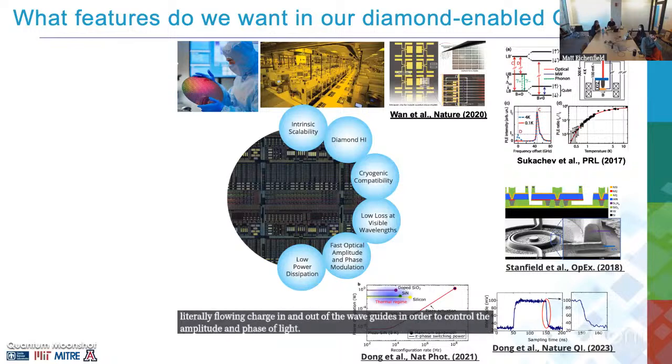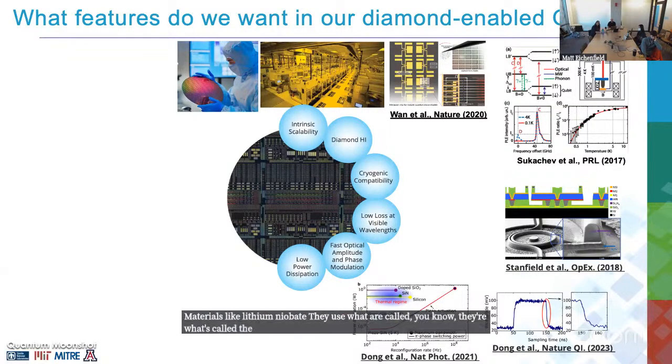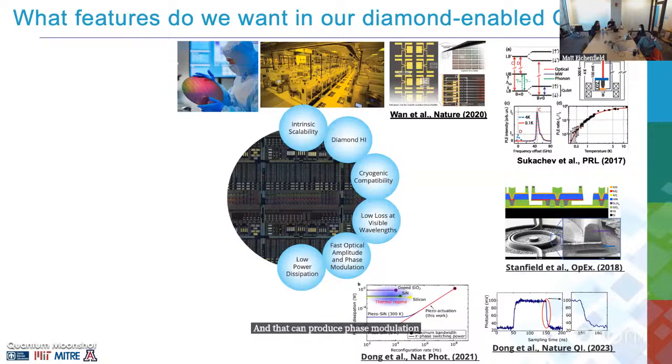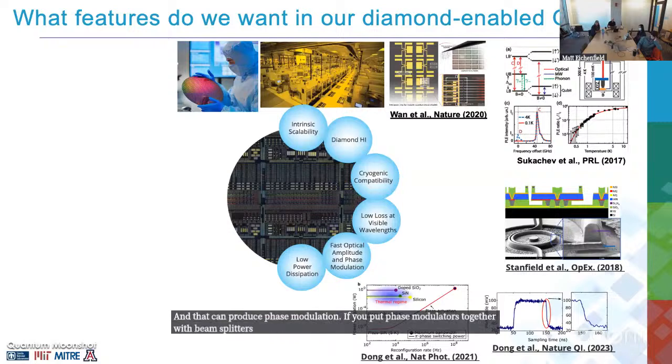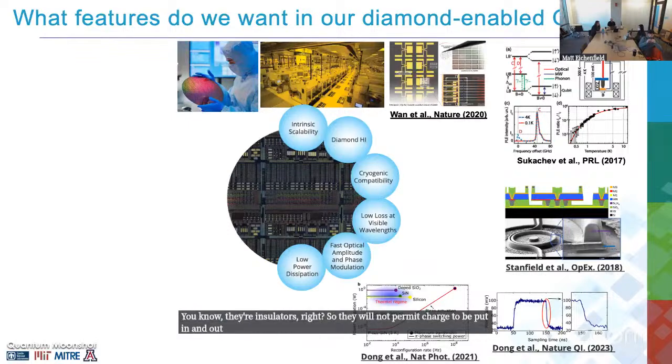Materials like lithium niobate use what's generally called the electro-optic effect. There's a material nonlinearity that means that an electric field you apply to the material will change the speed of light in the material, and that can produce phase modulation. If you put phase modulators together with beam splitters, you can make Mach-Zehnder interferometers, which are amplitude modulators. So you can make your amplitude and phase modulation using the electro-optic effect. But silicon nitride and silicon dioxide are not electro-optic, and they're insulators, so they will not permit charge to be put in and out of the material in order to do modulation.